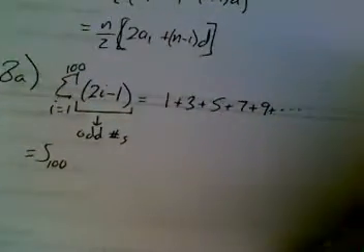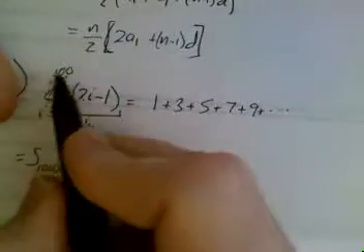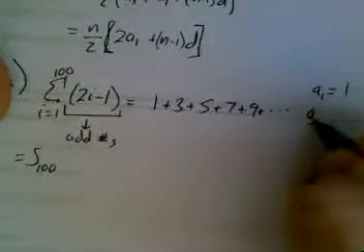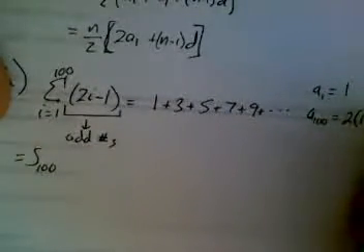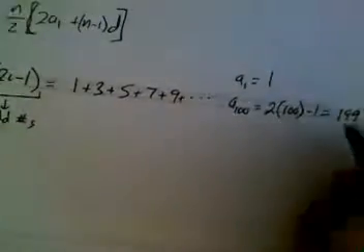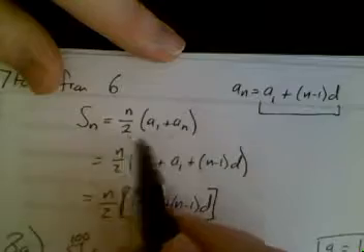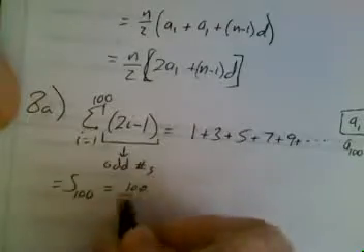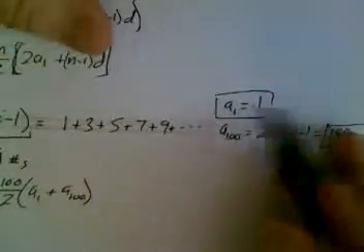This right here is the mathematical notation for odd numbers. Well, there should be an easier way to do this than writing them all out. What would the 100th term be? What would a sub 1 be? A sub 1 is just 1. What's a sub 100? If I plug in 100 here, I get 2 times 100 minus 1, which is really just 199. So now I have a sub 1 and a sub 100. Well, wait a second. I have formulas for this. S sub n is equal to n divided by 2 times a1 plus an. That means this should be equal to 100 divided by 2 times a sub 1 plus a sub 100. That's why I found both these terms.